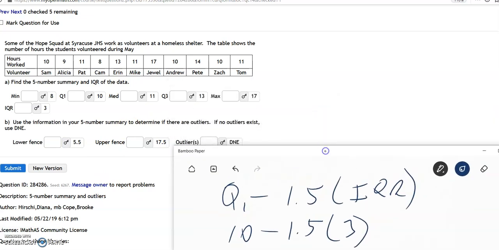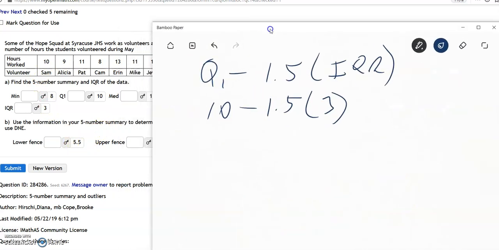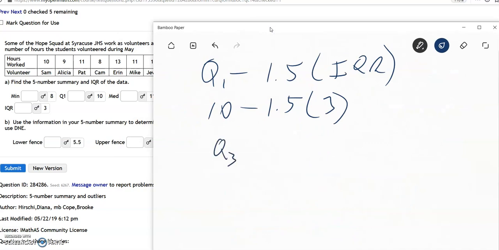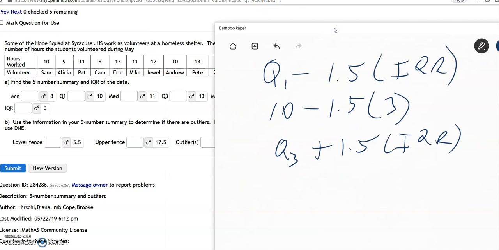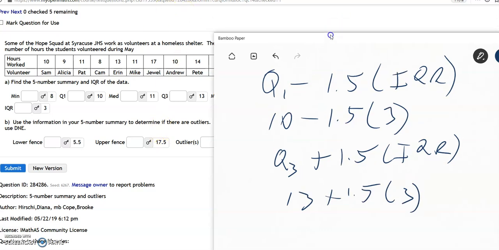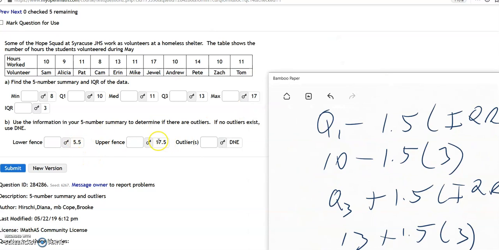So in other words, anything below 5.5 would be considered an outlier, okay? There are no data points below 5.5, so there are no outliers. For the upper number, you would go Q3 plus 1.5 times the IQR. Q3 we determined to be 13, right? 13 plus 1.5 times 3 gives 17.5. So any number below 5.5 or above 17.5 would be considered an outlier. There are none above 17.5 or below 5.5, so there aren't any outliers.